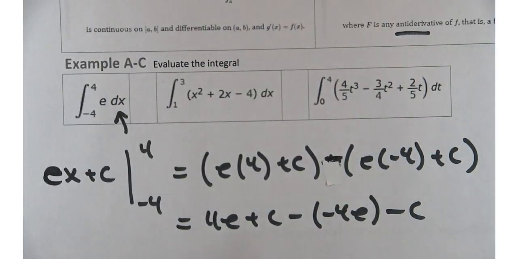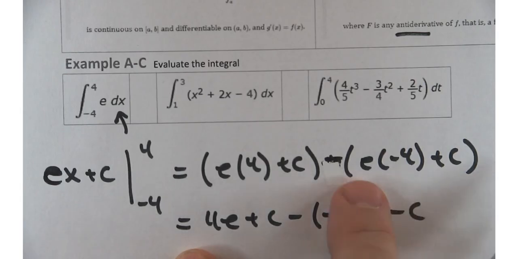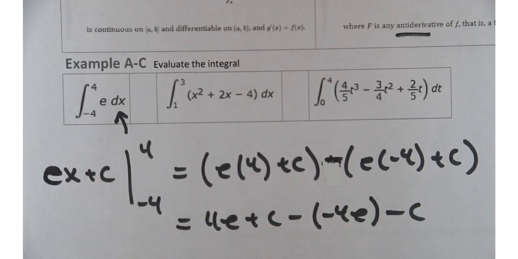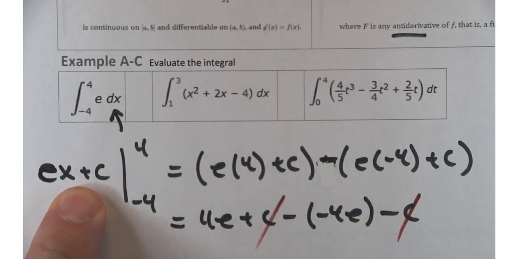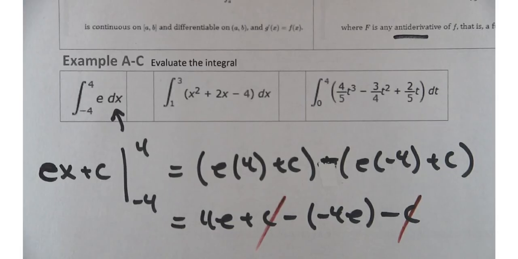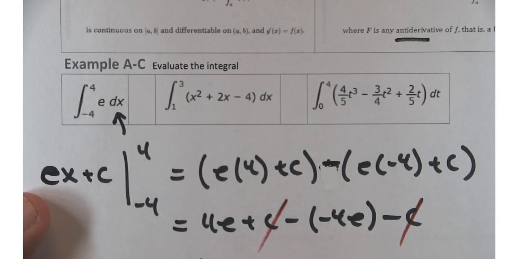So what happens here? Are we distributing that middle? You're distributing the middle negative term. Yes. So we've got a -4e, and we're subtracting that. So what's going to happen? The c's cancel. And that's an important thing I wanted you to see here: when you come up with the antiderivative, you don't need to worry about that constant of integration. So you can just ignore it. So what are we left with? You've got 4e plus 4e, which is 8e.